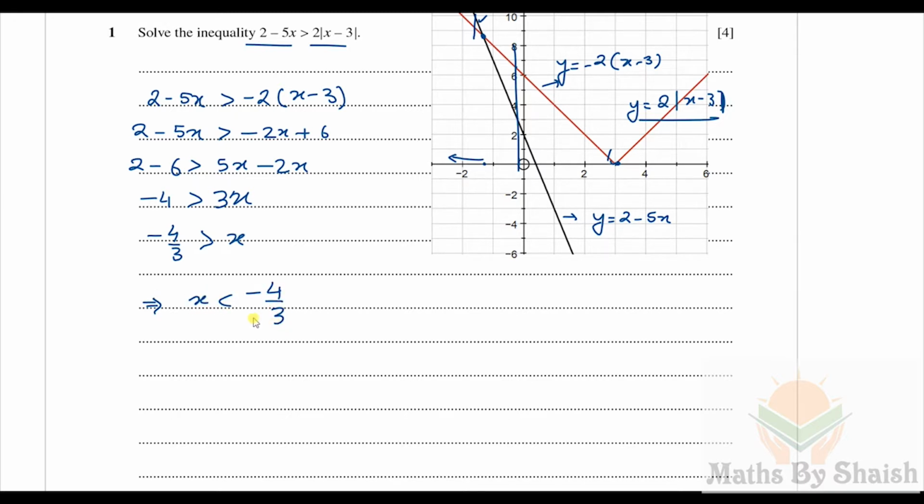We can see it is here, and this point is less than minus 1 and more than minus 2. So this is the solution for this inequality. I hope it is clear. Let's do the second question.